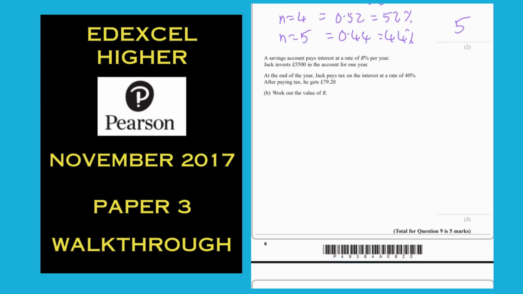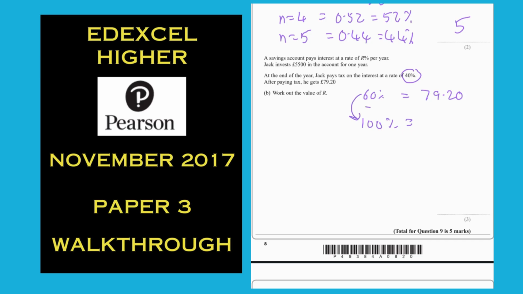Question B, not related at all. It's still percentages. It's still about Jack, but it's not related. So at the end of the year, Jack pays 40%. So that's the key. Don't fall into the trap. That means he keeps 60 percent, and that percent has a value of £79.20. So we want 100%, because that will tell us how much interest he got in total.